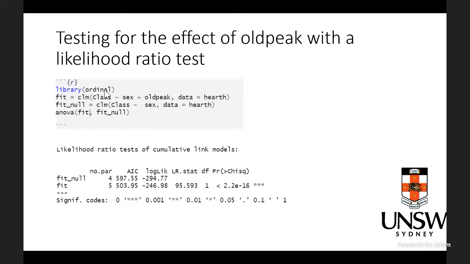So in R, you can do this with ANOVA, and it takes the difference between the likelihoods as the statistic, and we know that asymptotically this has a chi-squared distribution, and so we get this p-value here. It's a very large likelihood ratio statistic, so it's very likely that old peak is explaining some variation in the data.